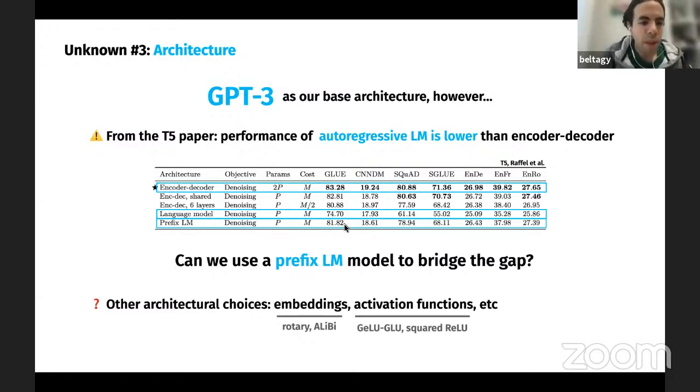But at the same time, the last row shows that prefix LM is doing reasonably well, and it is much closer to encoder-decoder models than autoregressive language modeling.